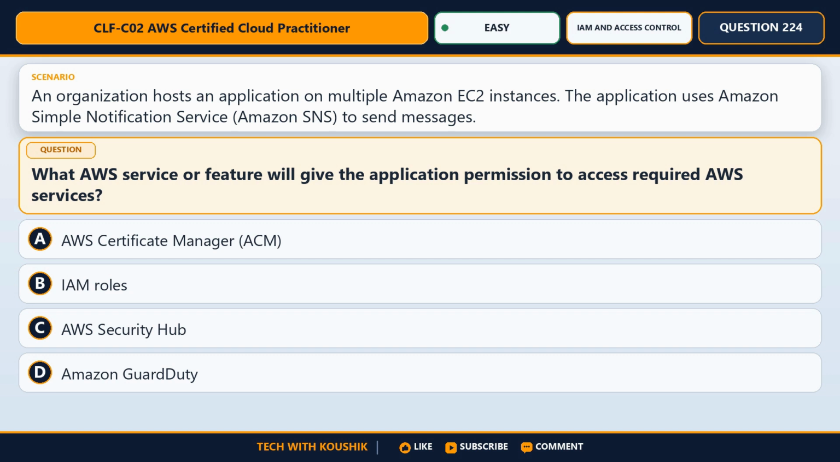Option A. AWS Certificate Manager, ACM. Option B. IAM roles. Option C. AWS Security Hub. Option D. Amazon GuardDuty.